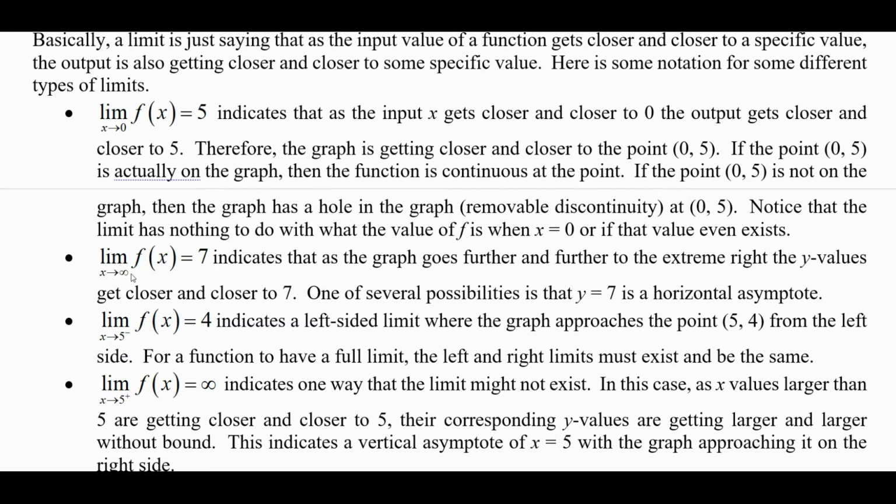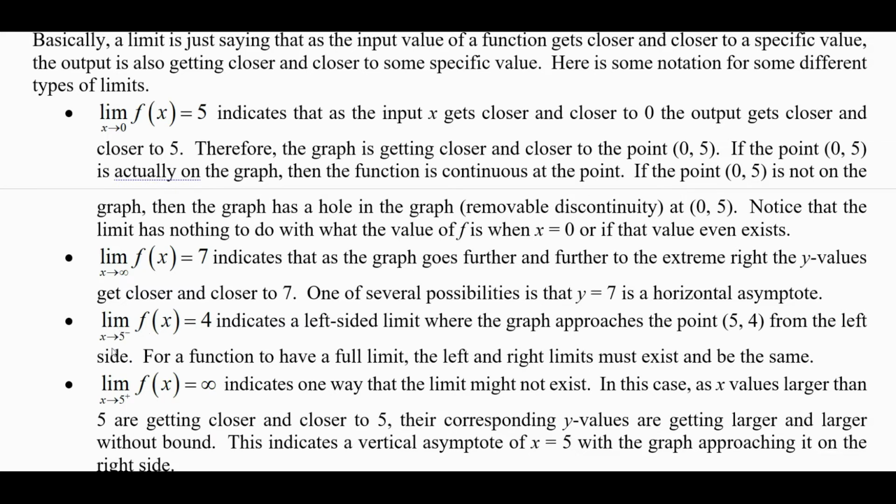The limit as x goes to infinity of f of x equals 7 indicates that if we let x go toward infinity, meaning getting bigger and bigger, we're going further and further to the extreme right on the graph, then the y values are getting closer and closer to 7. One of several possibilities is that y equals 7 is a horizontal asymptote. There are other possibilities as well.